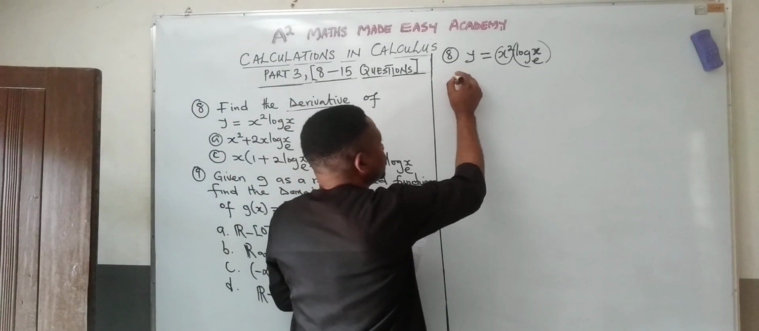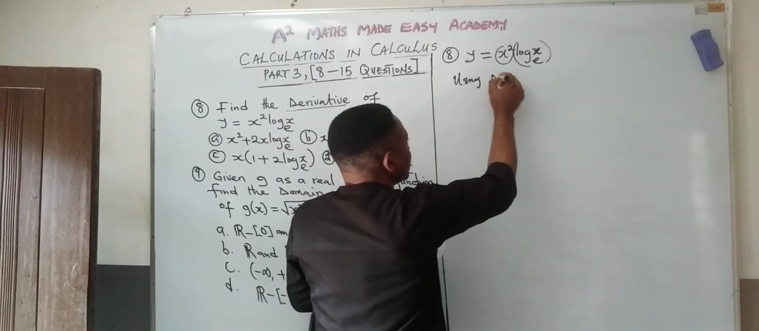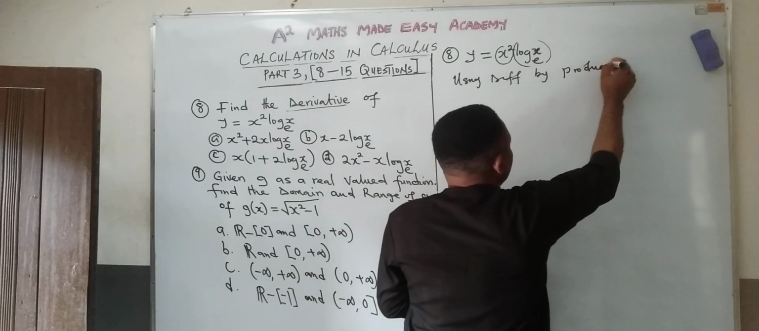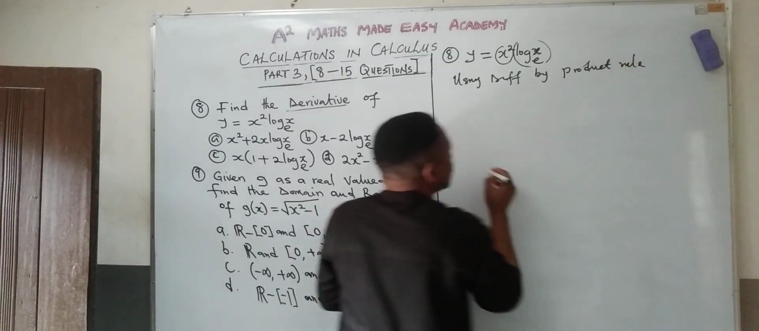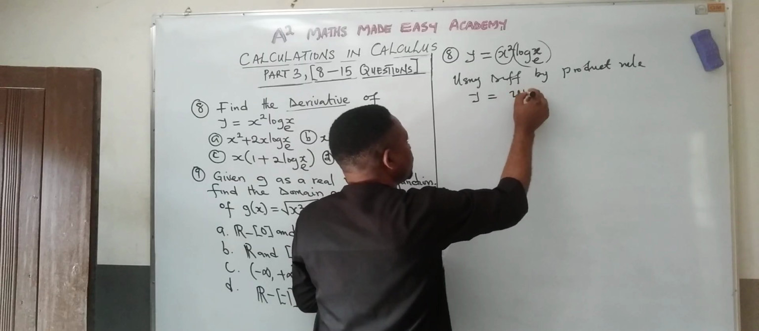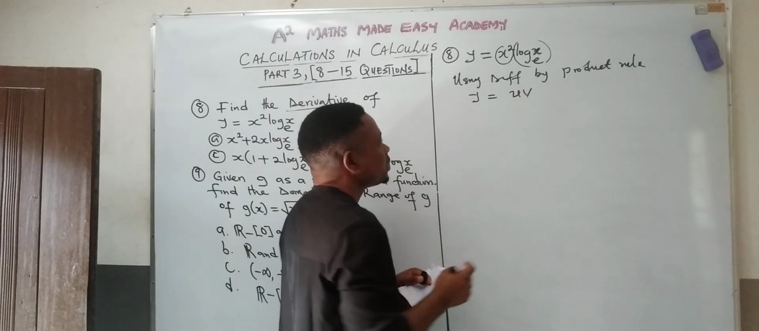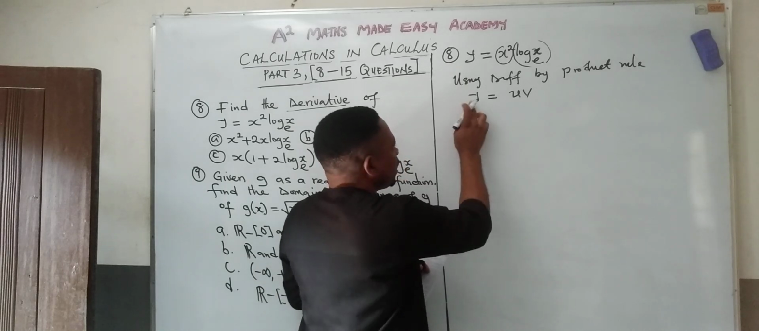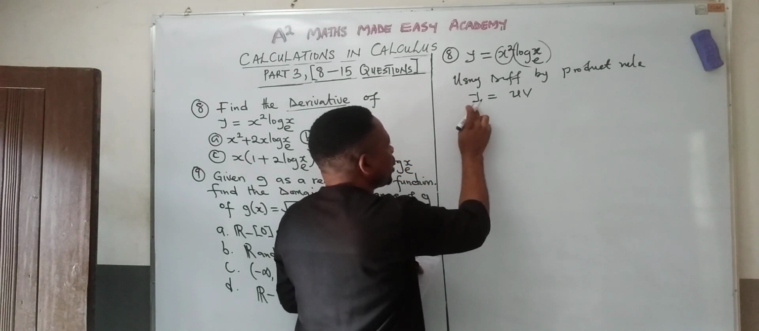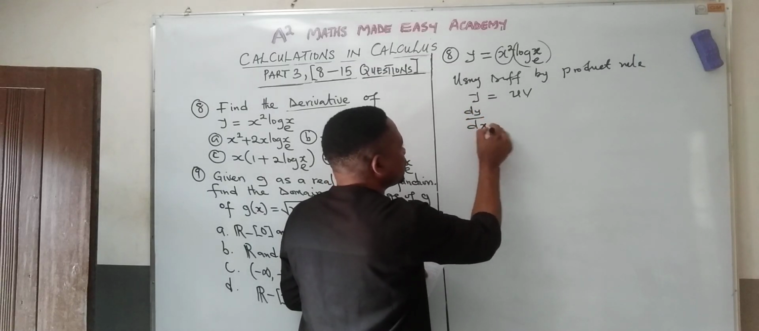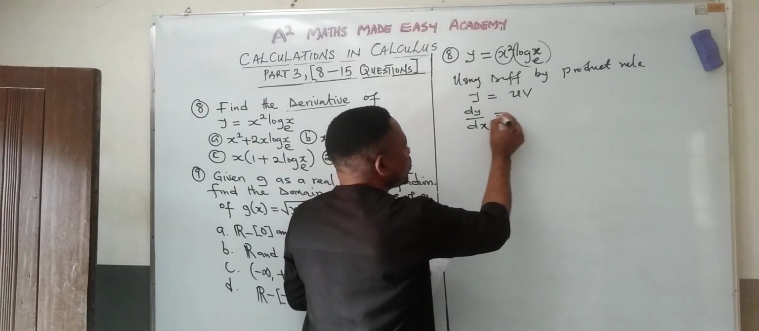Now what are we going to do? Using differentiation by product rule. Now what is the formula? Look up. Now we are given that y is a function of uv. This is a product. Now all this we are going to differentiate with respect to x. Let's start with y. If you differentiate y with respect to x, it will give you dy all over dx. Then we now move to the right.